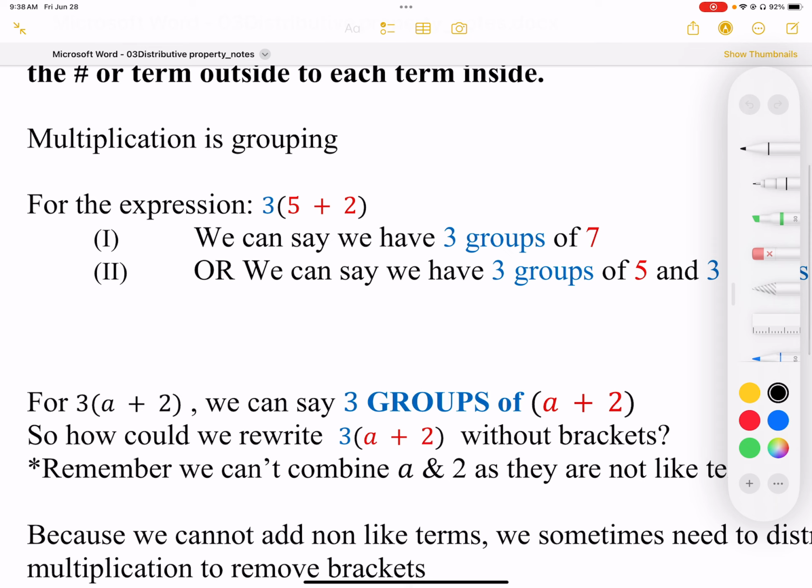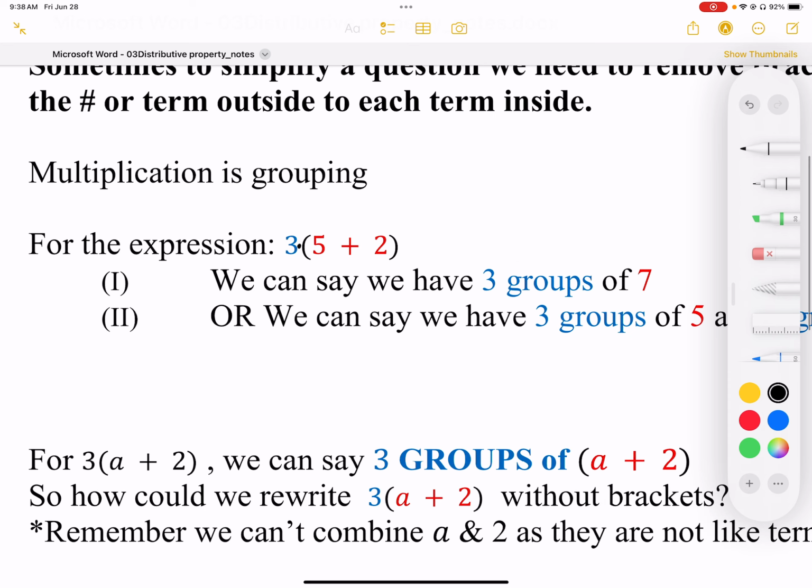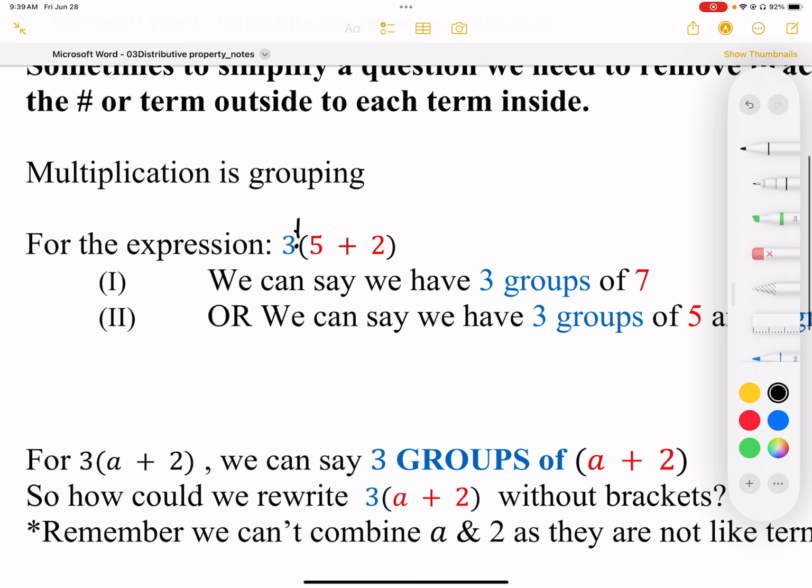So when we take a look at 3 bracket 5 plus 2, there's an implied times in here. So remember that if there's no sign in here, this means multiplication. Okay, that's the implied operation in math. So when we talk about times, we're talking about groupings or groups of things. So we have 3 groups of 5 plus 2.